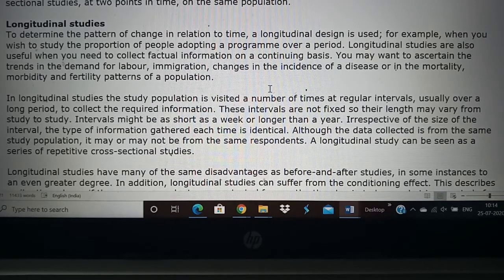Okay, so the main advantage of a longitudinal study is you do research or data collection on the study population at regular intervals, every 6 months or every month or every 1 year. So when you do data collection at different points of time, you are able to measure the change that the patient is undergoing or the change that is happening in the study population. So that is the advantage of a longitudinal study.